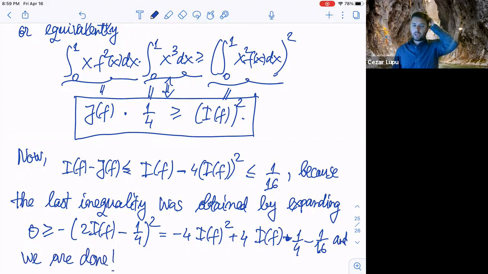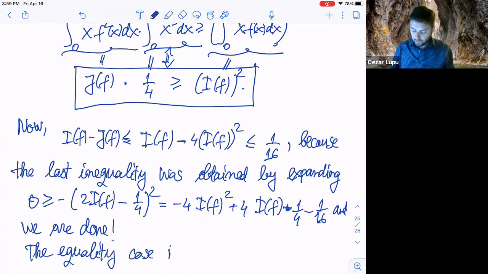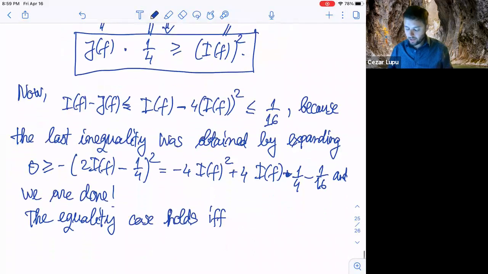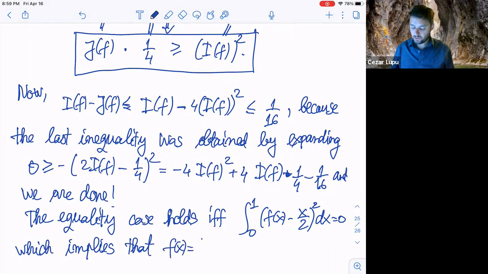All right, so the equality case, I will leave it to you to check it out. The equality case holds if and only if we have something like this: the integral from 0 to 1 of f of x minus x over 2, squared, is 0. Which implies that f of x is x over 2.